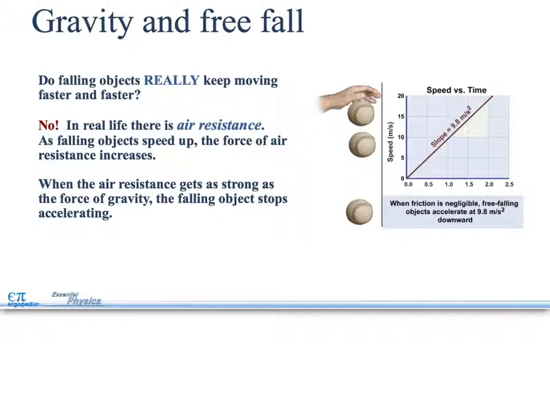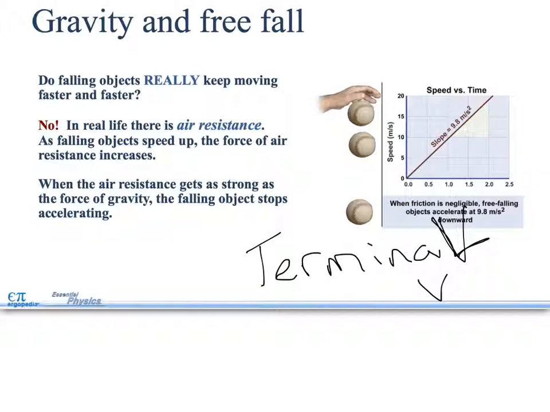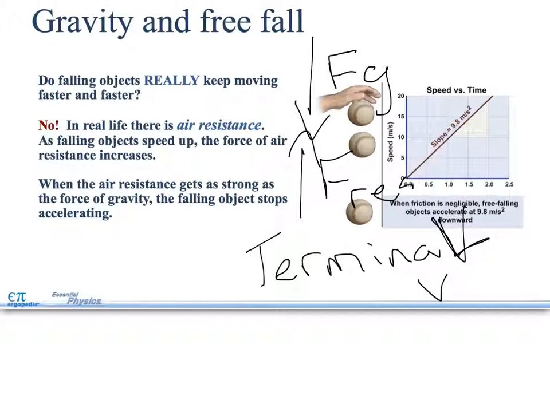Do falling objects really keep moving faster and faster? No, in real life there is air resistance. As falling objects speed up, the force of air resistance increases, but most of the time we're going to be talking about problems that don't have air resistance. When the force of air resistance gets as strong as the force of gravity, the falling object stops accelerating. This is called terminal velocity. So that's whenever something is going down, the force of gravity going down equals the force of resistance going up from the air resistance. They meet, they cancel each other out, and then you get no more faster movement.